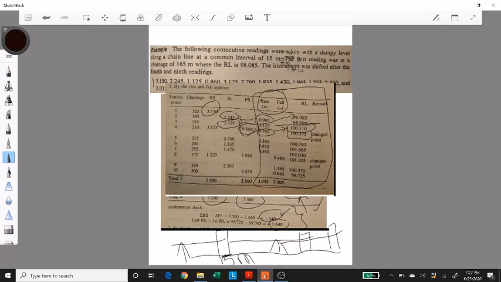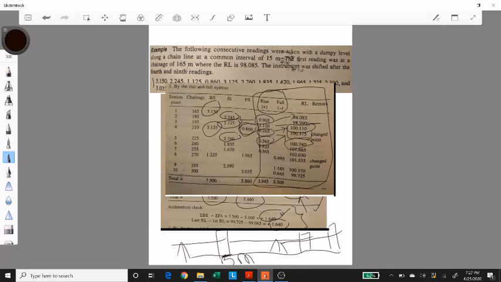So now that I've changed the location, I've moved to the next location of my instrument. The reading I take on the previous point is my backsight, 3.125, and the reading that I take on the next point, whose reduced level is unknown, is now the intersight. So backsight 3.125 minus the intersight 2.760. Again, we have a rise of 0.365. You add it to the previous reduced level, you know the drill, and you have now the reduced level of the next point.